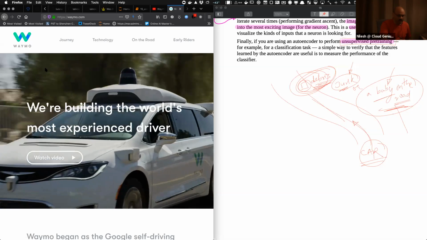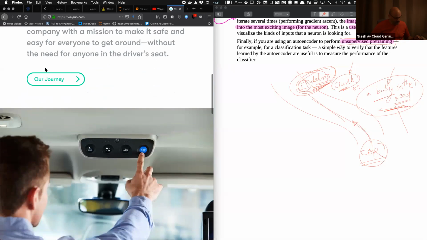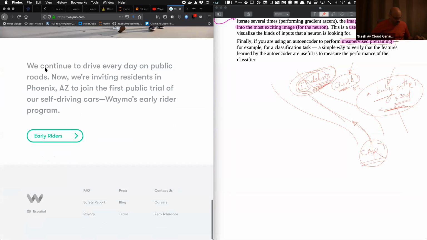So is it still a part of Google? Oh, we have to find out. I did not know this change happened. Apparently something happened.